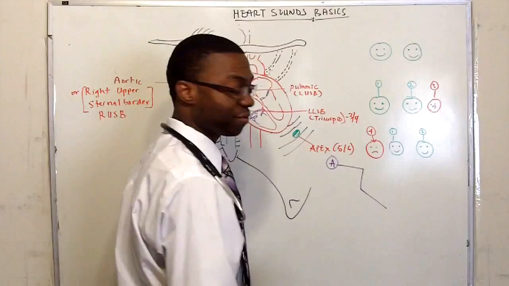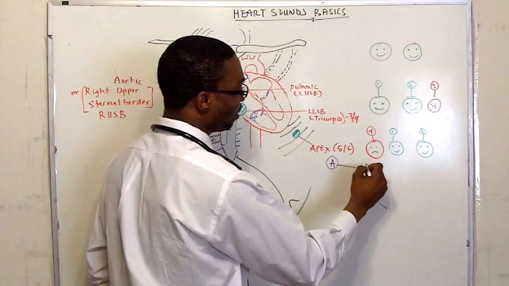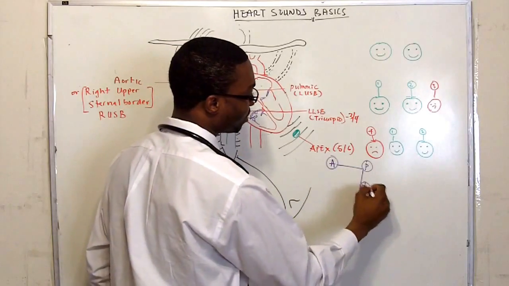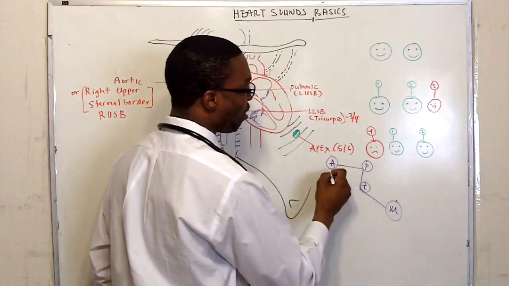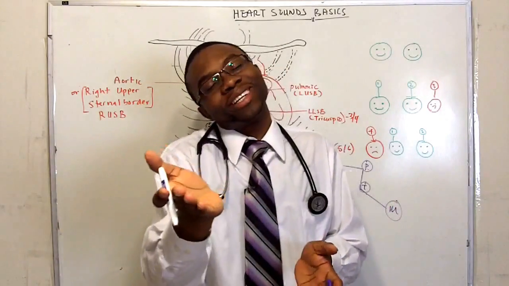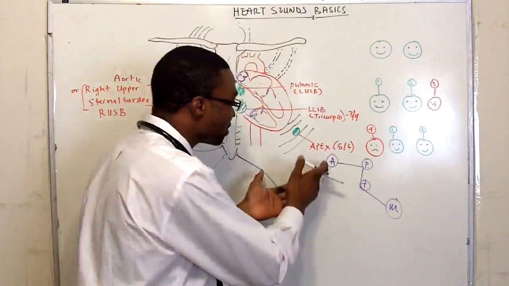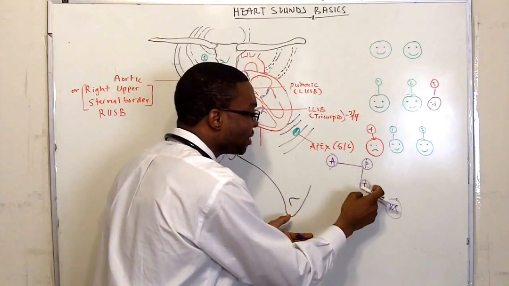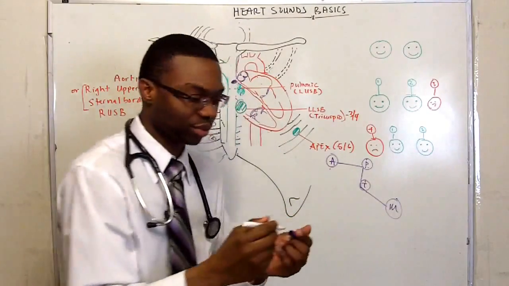We have a mnemonic for it. Aortic, pulmonic, tricuspid, and mitral: All Physicians Taste Milk. If that works for you, good luck. If it doesn't, it's fine. Just know aortic is here, pulmonic, tricuspid, and mitral.